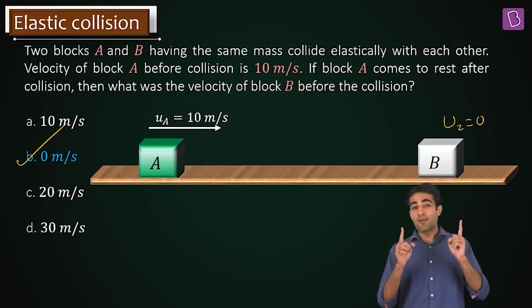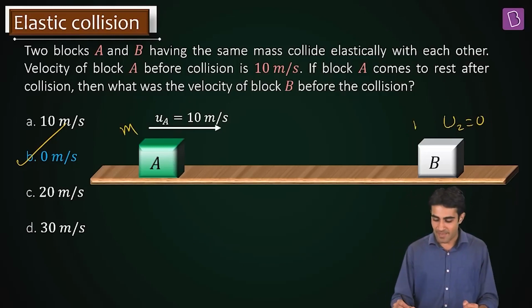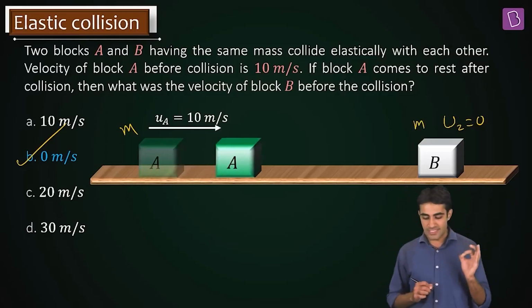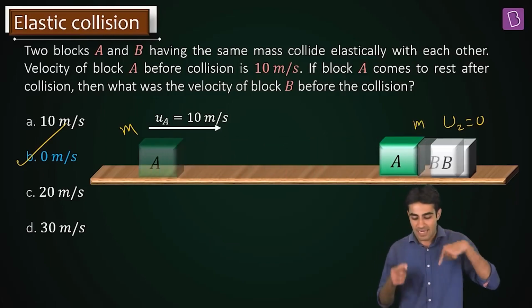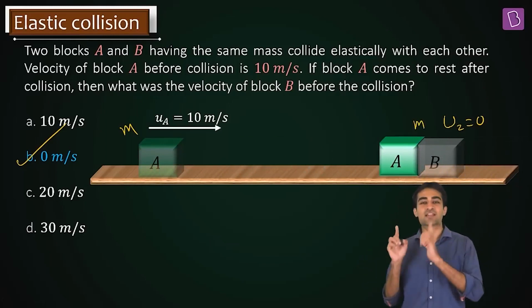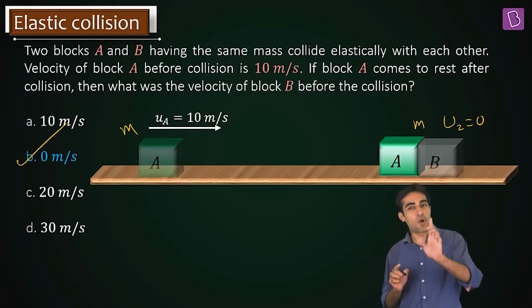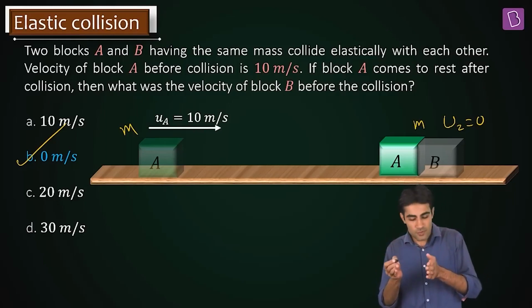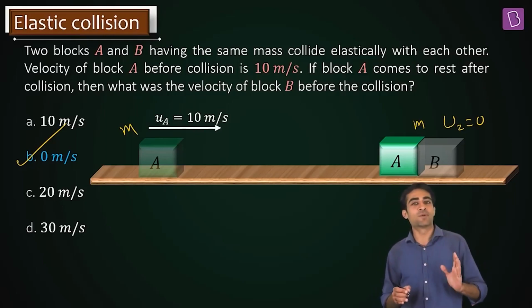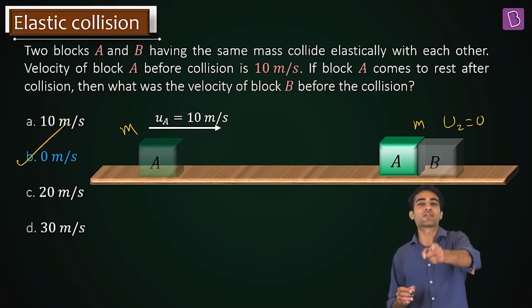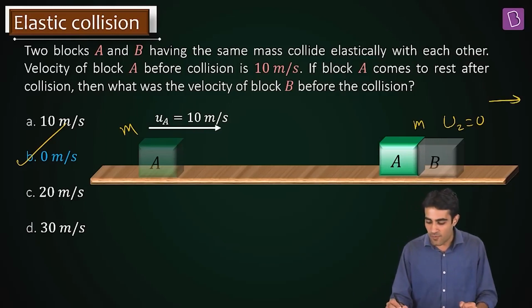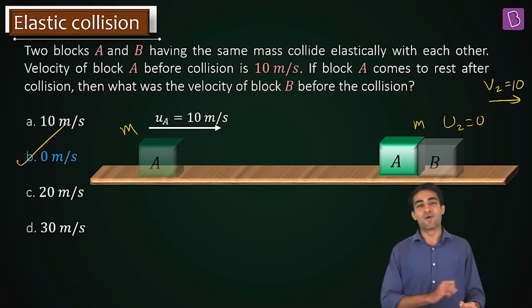So we know if the masses are the same, the velocities will interchange. Let's see what happens. Block A comes and hits block B. Now A comes to rest and B starts moving. A comes to rest because the velocities interchange. Velocity of block B initially was 0, so finally the velocity of block A will become 0. And finally, what is the velocity of block B? Finally, the velocity of block B, V2, must be equal to 10. Why? Because the velocities interchange.